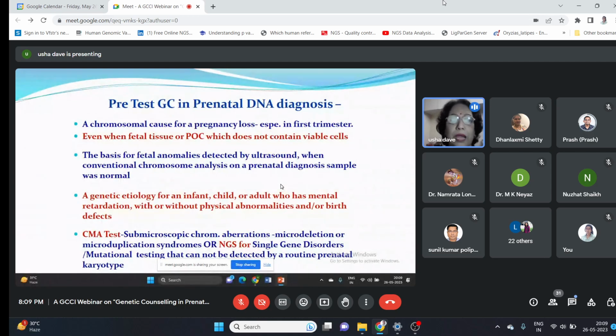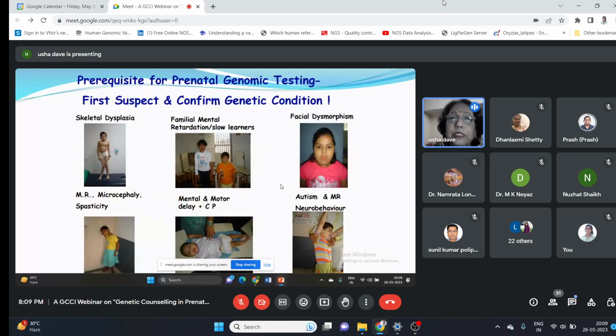And above that, you will give them the cytogenetic microarray for smaller submicroscopic aberrations, microdeletions and duplications, and next generation sequencing for single gene disorders or specific mutational testing, which can be done even on amniotic fluid, if the index case is decided. So what is the prerequisite?